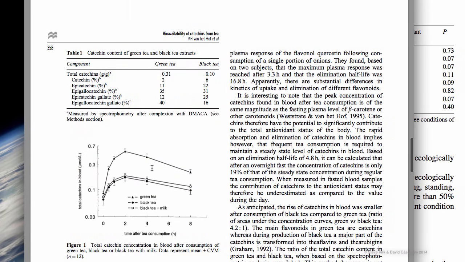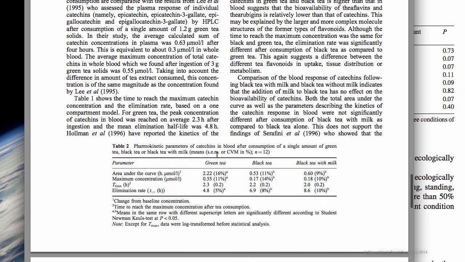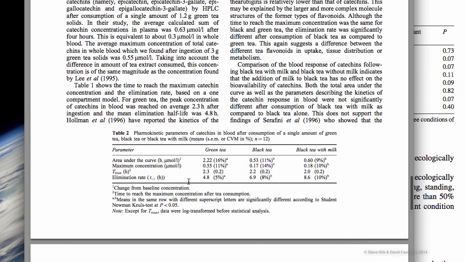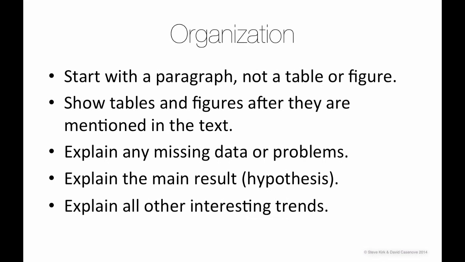Here's table 1. Here's the figure. Okay, where you can see that green tea is different than black tea and black tea with milk. Okay. And here's a table that summarizes the main differences in the main results of the data. Okay, so let's just go over the organization of the results section. Start with a paragraph, not a table or a figure, and make sure you show the tables and figures after they're mentioned in the text.